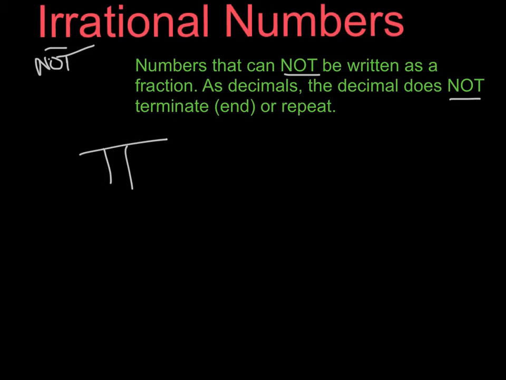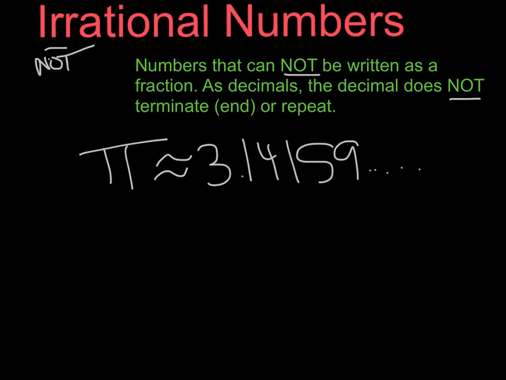The first one would be pi, which is 3.14159, and it keeps going. Okay, there's no pattern there of numbers. It's just random, and so it doesn't repeat and it doesn't end. Thus, it is an irrational number.